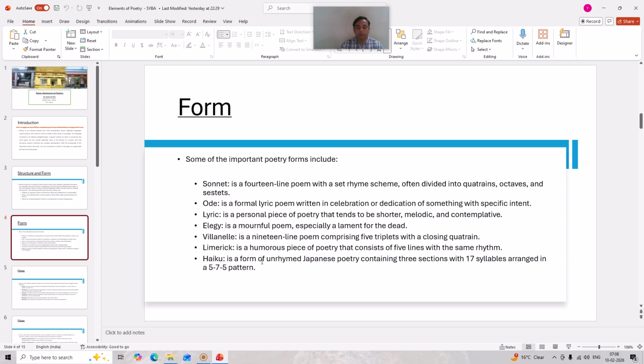And if a poem is written in an unrhymed structure of 17 syllables, with a pattern of 5-7-5 in each line, then we easily understand the poem is in the form of haiku.